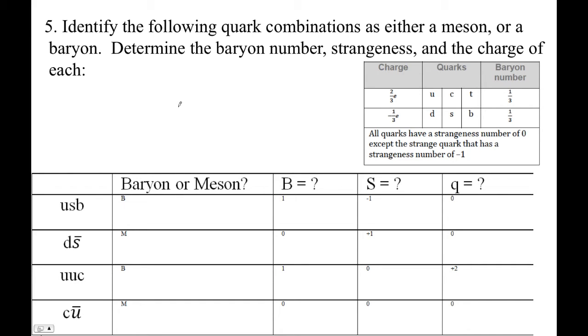Okay, let's see. Baryon or meson? Baryon number. I'll give you a clue. When you figure out the baryon number, if it's got a baryon number of 1, it's a baryon. If it's got a baryon number of 0, it's a meson. The other giveaway is that baryons are always 3 quarks and mesons are always a quark-anti-quark pair.